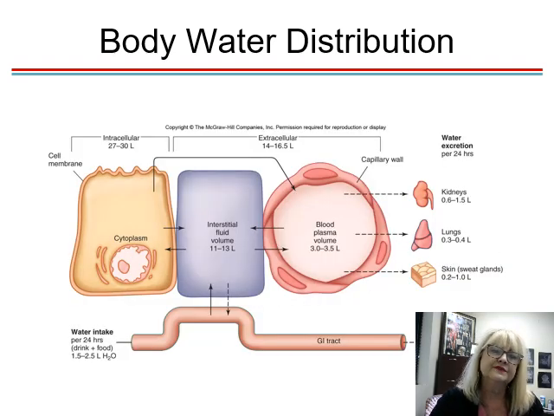On the left you see the intracellular fluid. In the middle you have the interstitial fluid volume going back and forth, and on the right you have the blood plasma volume, and on the bottom you can see the water intake and the GI tract. This shows the distribution of body water between the intracellular and the extracellular compartments. The extracellular compartment includes the blood plasma and the interstitial tissue fluid.